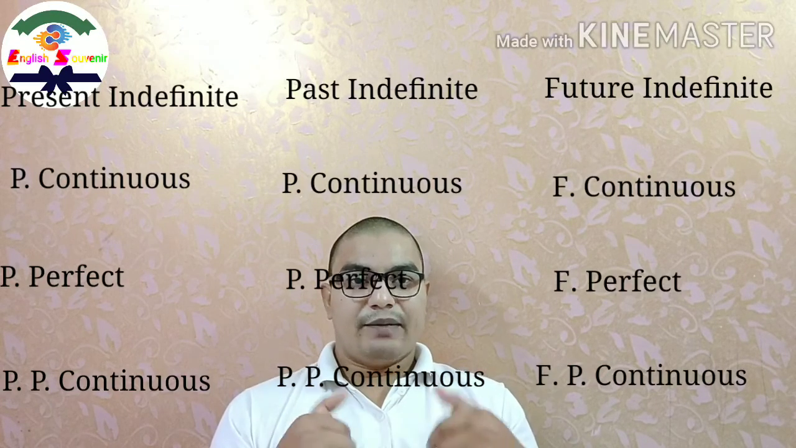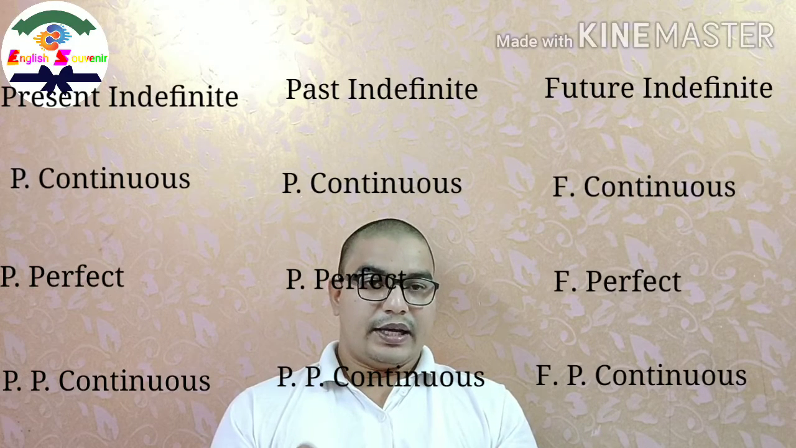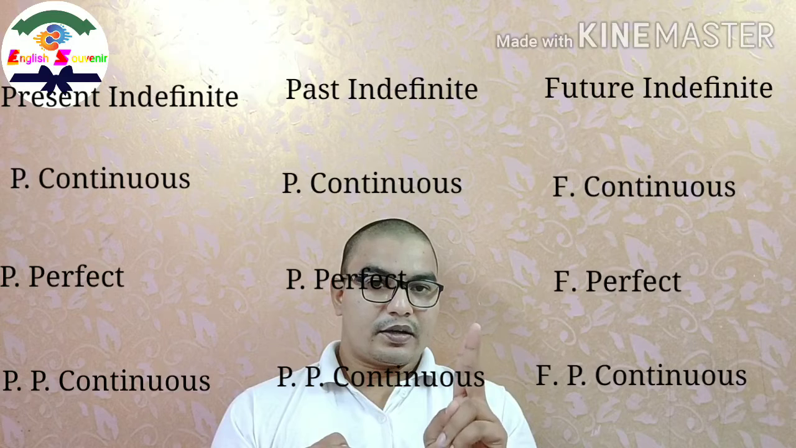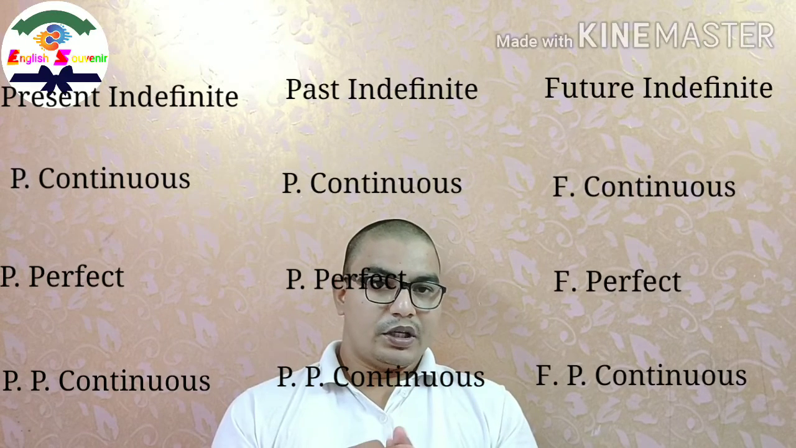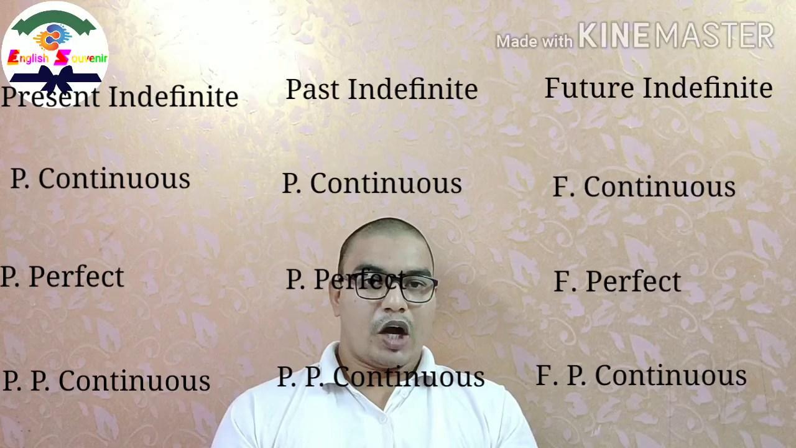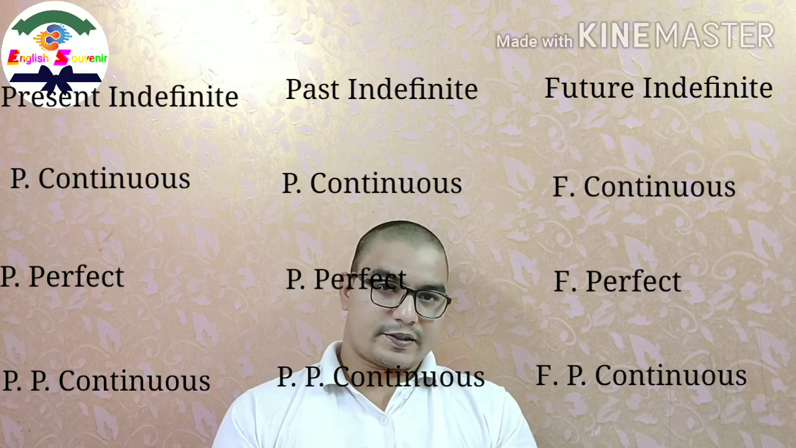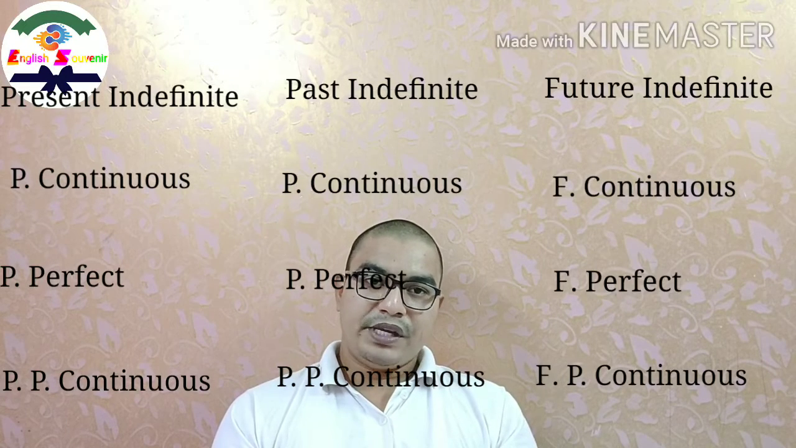Why? Because we have to change into continuous. As I have told you, there are two things that are necessary to make the passive voice: be form and third form. So if you make the main verb into third form, how will you use the continuous tense? How will you make the continuous tense? For this, we need to have being. Okay.